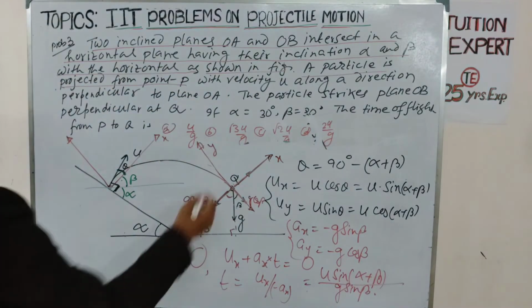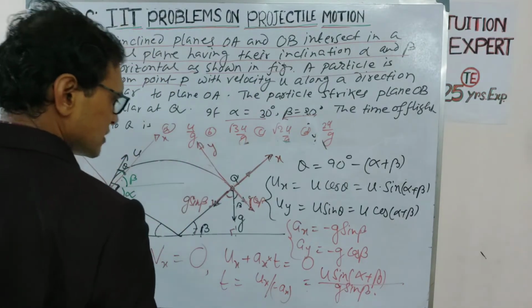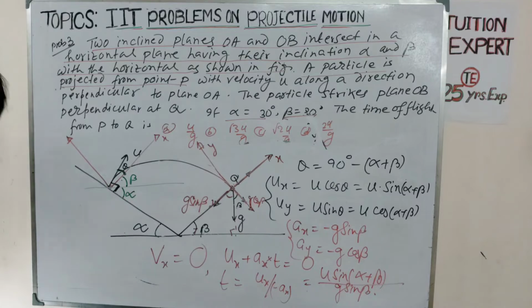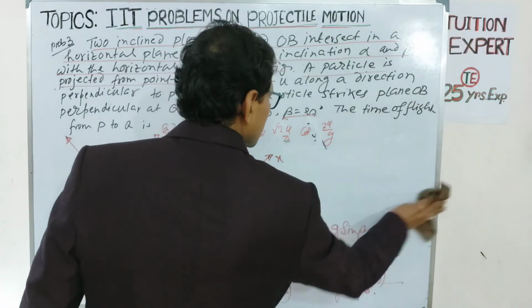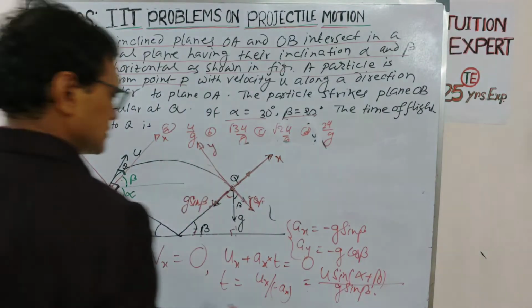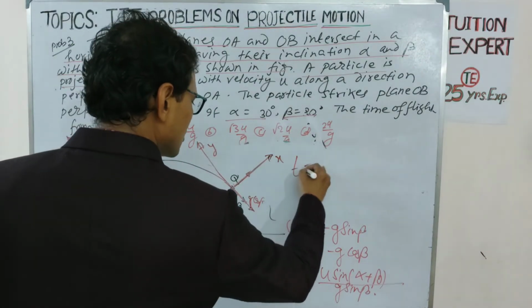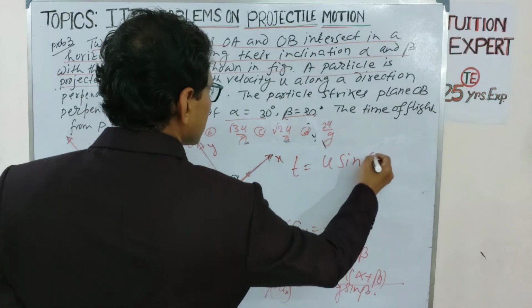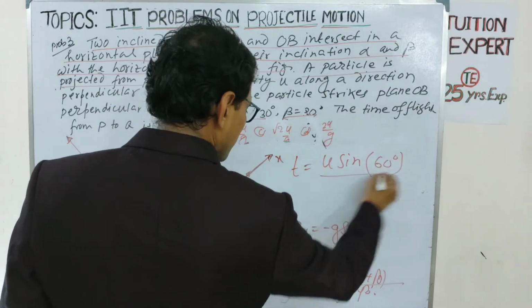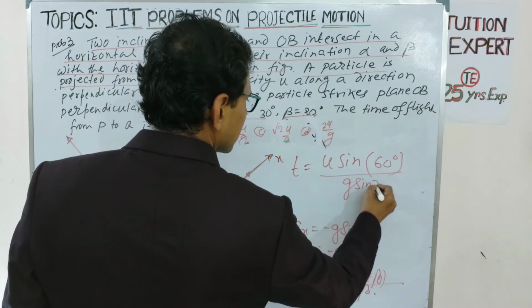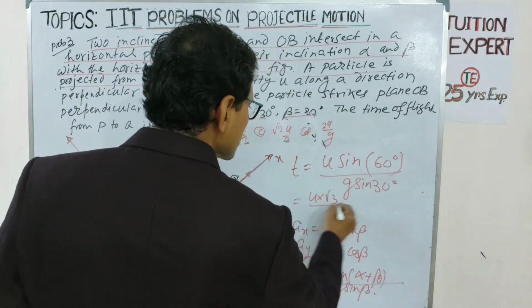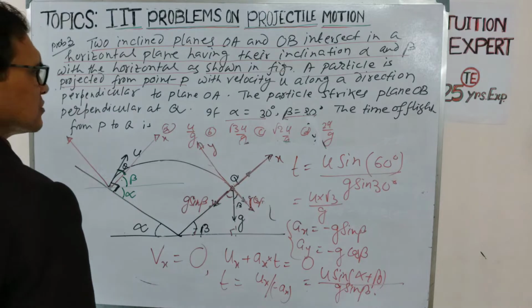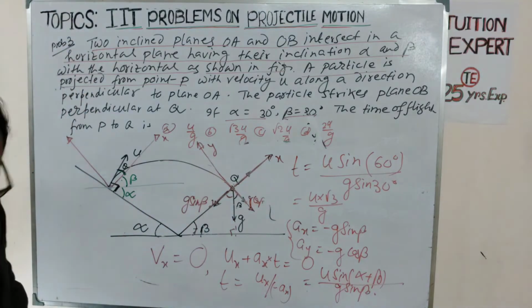So now if we put alpha equal to 30 and beta equal to 30, we get the result, the time of flight. We get t equal to u sin(30 plus 30), that is 60 degrees, by g sin 30, which gives root 3 u by g. So this is the correct answer.